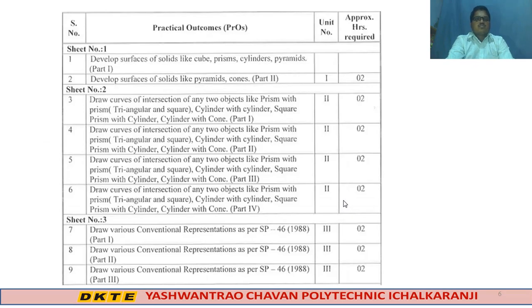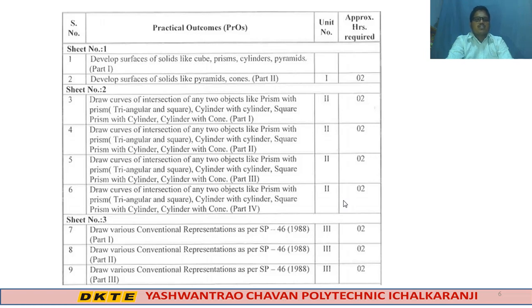Next, MSBTE provides one practical list. In that, sheet number 1 is for unit number 1, development of surfaces. The first sheet is to develop surfaces of solids like cubes, prisms, cylinders and pyramids, and development of surfaces of solids like pyramids and cones. These two are from unit one, development of surfaces.